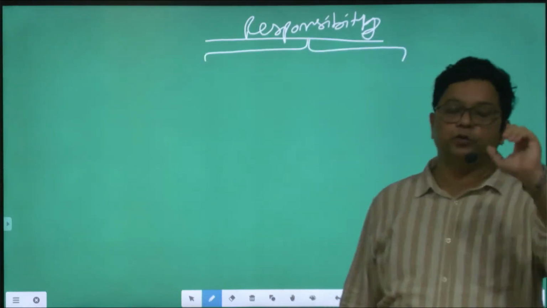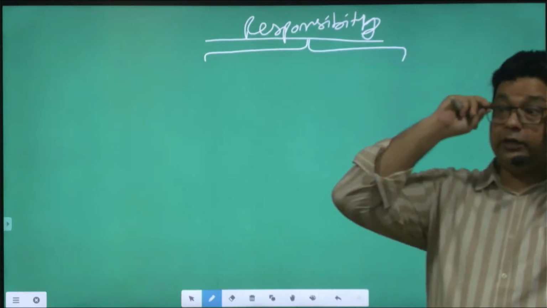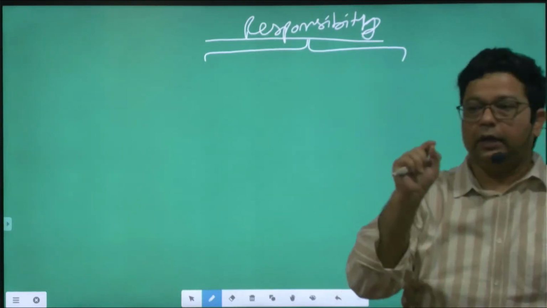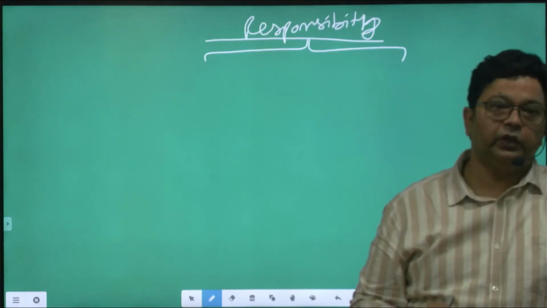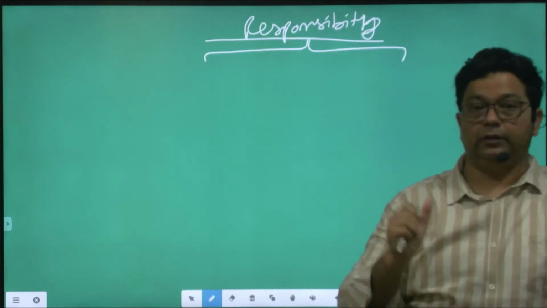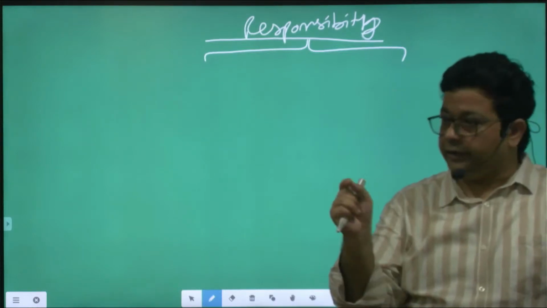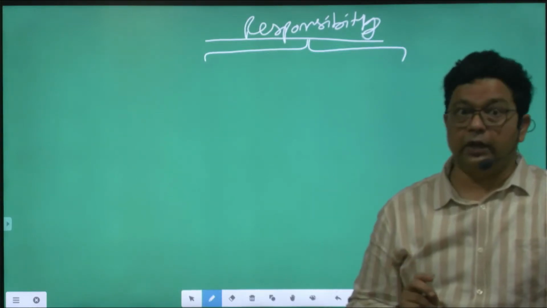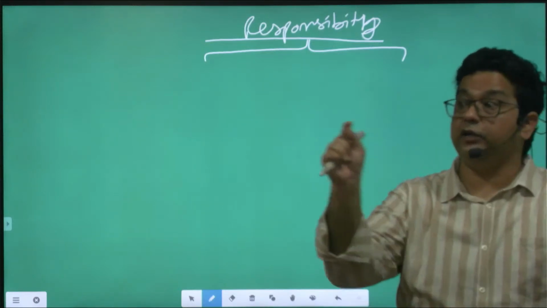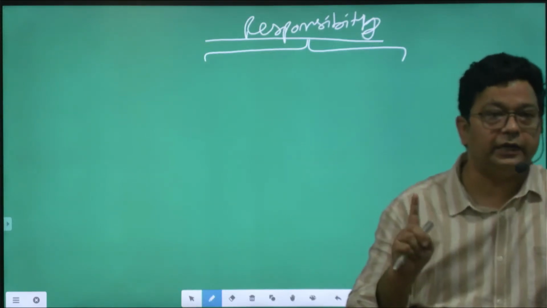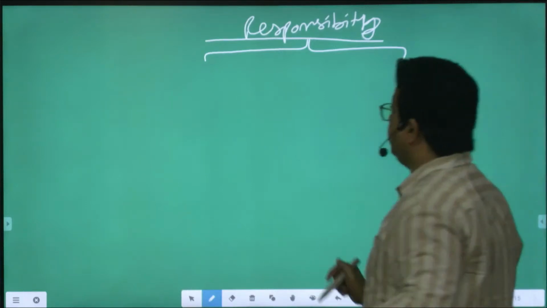Accountability is answerable. Yes, it has two parts. Now, let's understand it through one example. Responsibility: if you are responsible for your job, it means first you are answerable related to your job, and also you are liable for punishment if you fail in your job. Are you getting my point? So responsibility means two things.